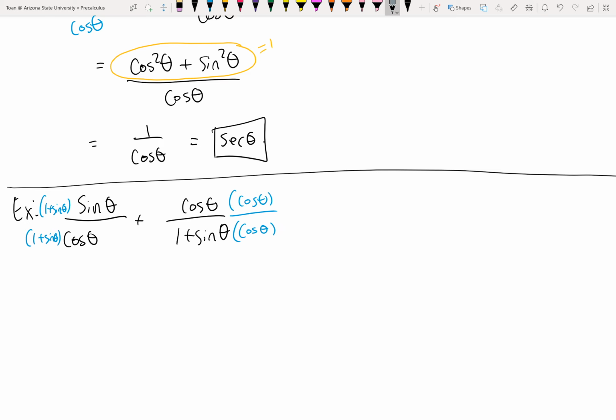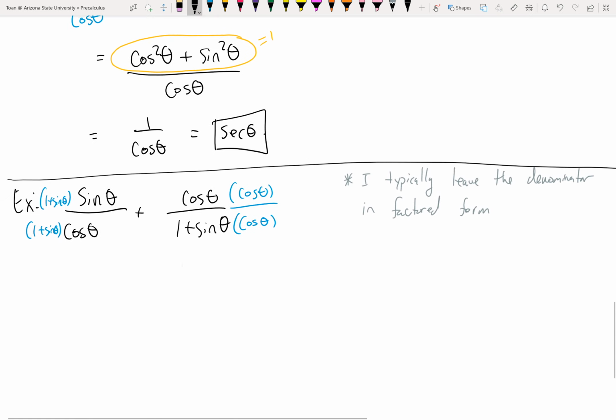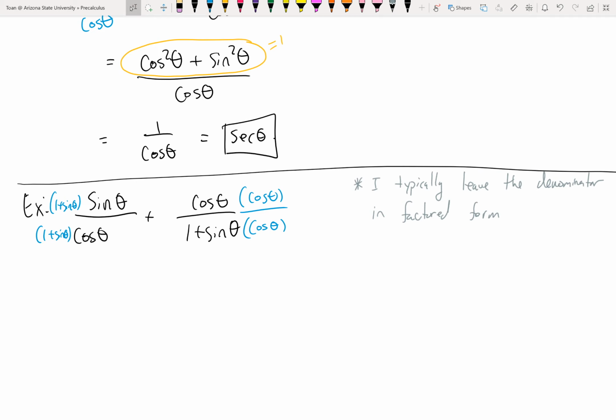Here's my tip to you, take it or leave it. I typically leave the denominator in factored form. Nine out of 10 times with these fractional problems, you're going to have to do some cancellation, and it's easier to do and easier to see when it's left in factored form. Again, will this work all the time? No, but it's a good place to start. So if I leave it in factored form and there's seemingly nothing I can do, that's when I go ahead and multiply it out.